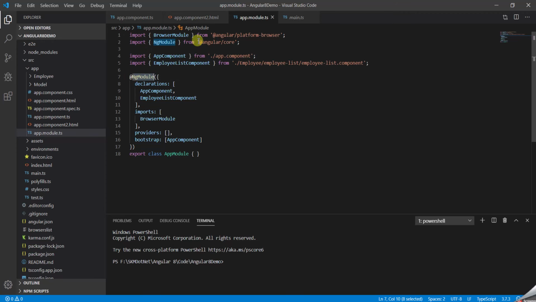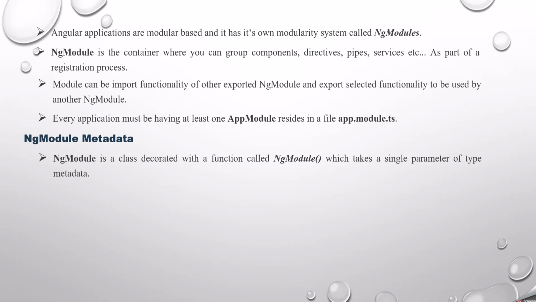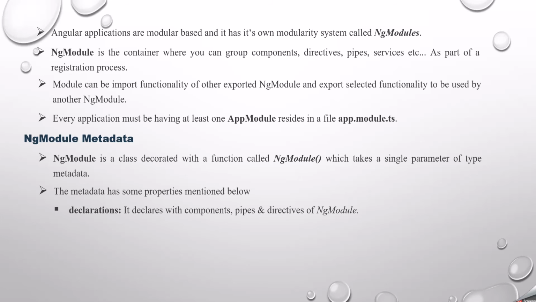Like we are importing from Angular core and using this NgModule. We have a method called NgModule, and these are the properties of this method. So we have some properties, of course. The first property we have is called declarations.